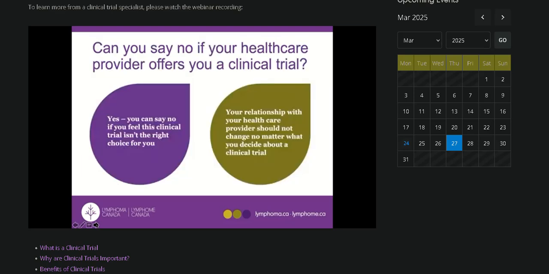It's important to know that even if your healthcare provider offers you a clinical trial, you don't have to say yes. Again, I'll come back to this as a really personal decision for you, and you don't have to say yes. This should not affect your relationship or your treatment with your healthcare provider, no matter what your decision is there.